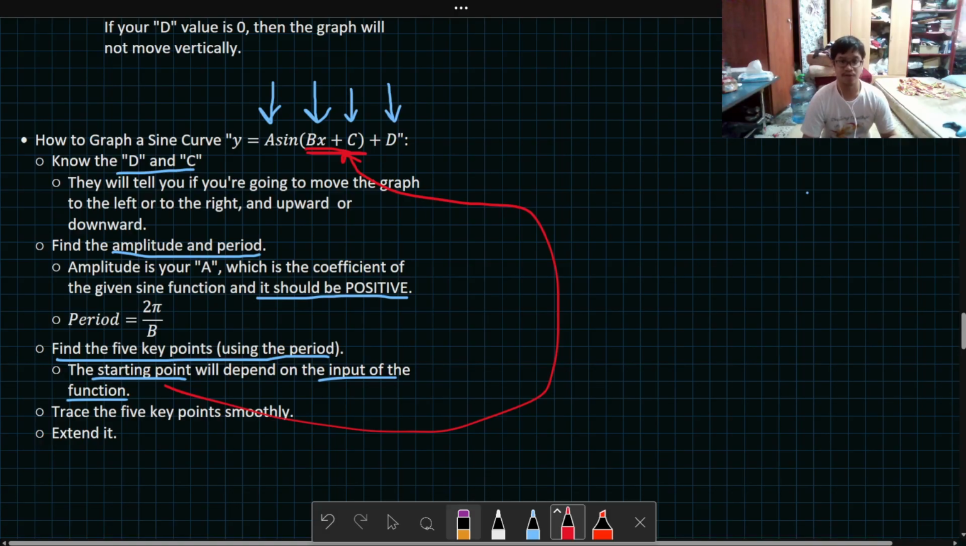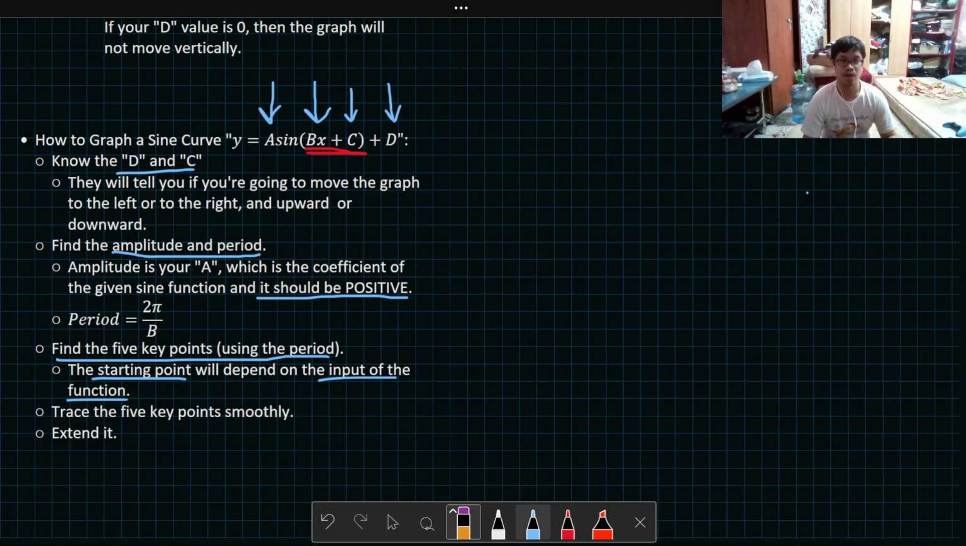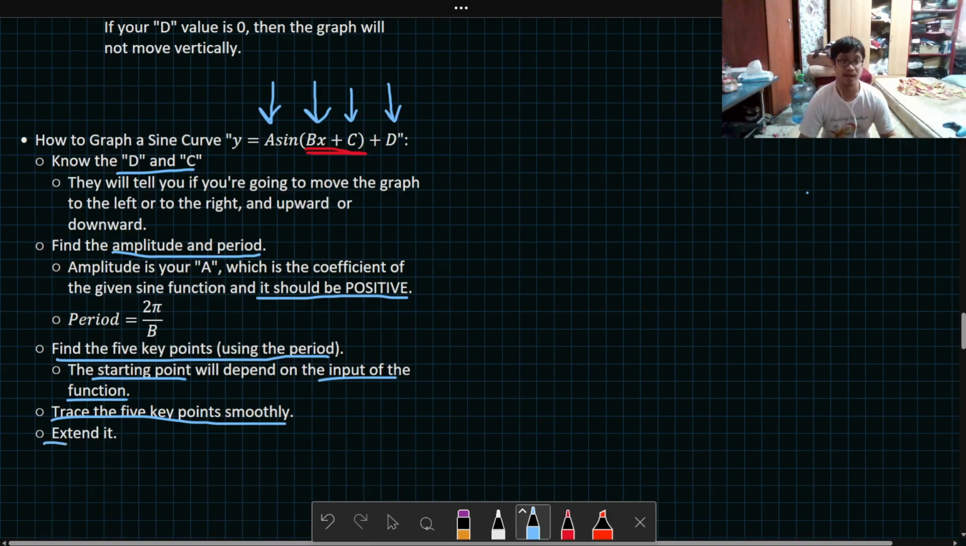Next, after we find the 5 key points, you will trace these 5 key points smoothly. That means you're going to graph it out. Then you trace those 5 key points and you can extend it. So yeah, these are the general steps that you're going to do.